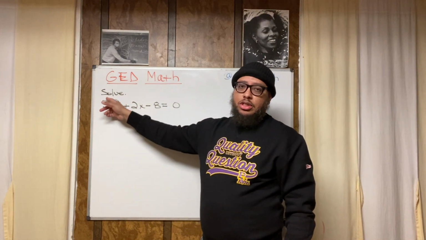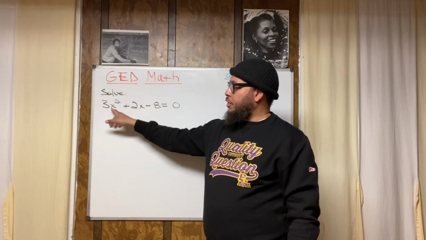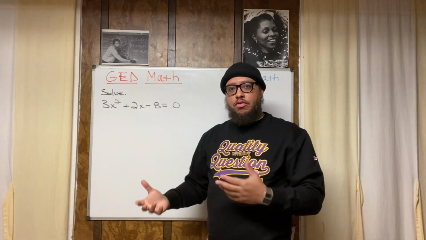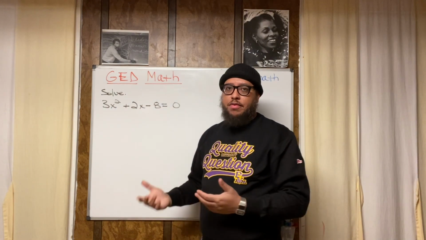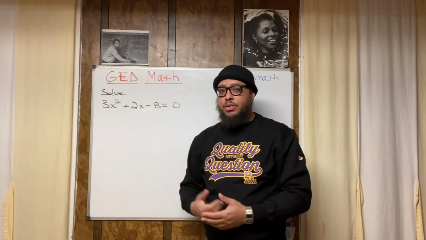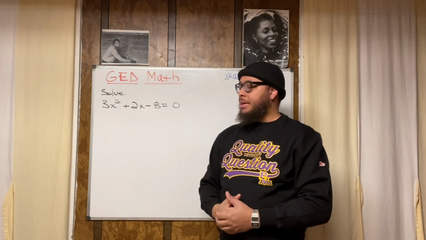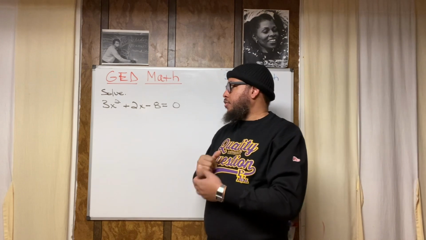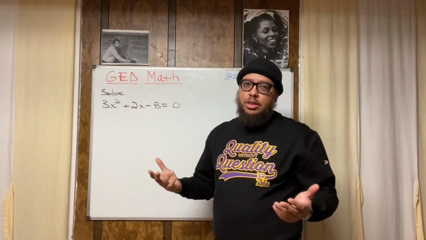So our instructions are to solve, which means we want to figure out the value of x, or the value of whatever the variable we have. In this case, we have x. We got 3x squared plus 2x minus 8 is equal to 0. First thing you want to think about is how I'm going to do it, right?